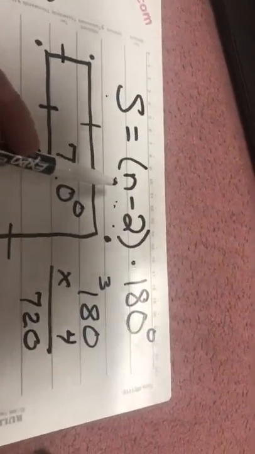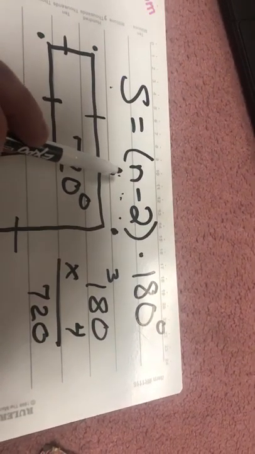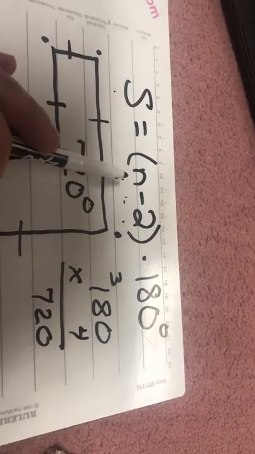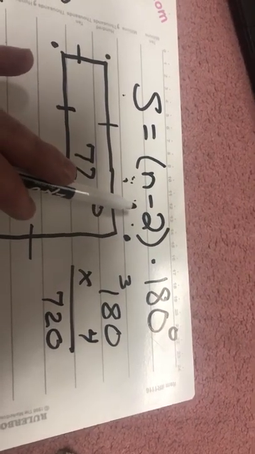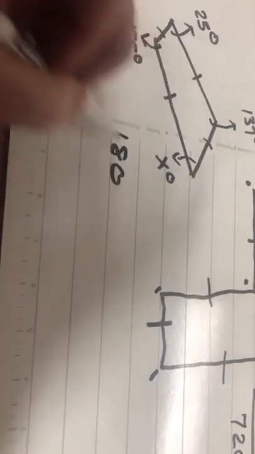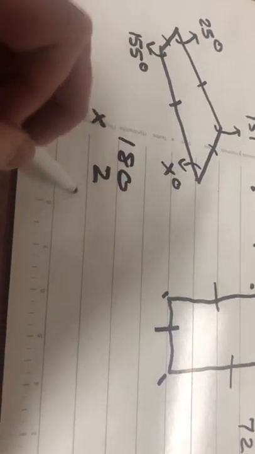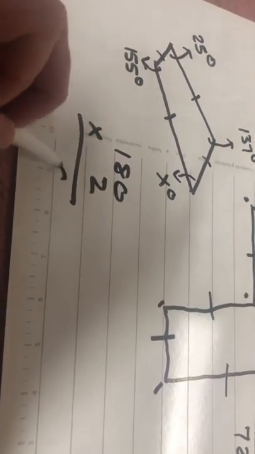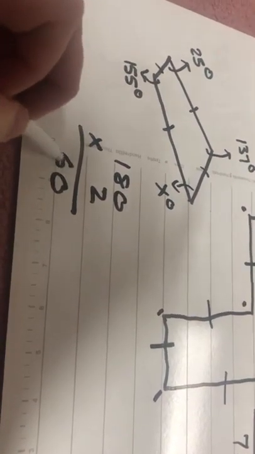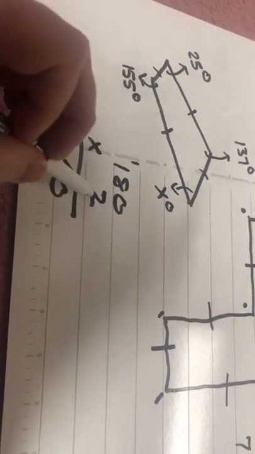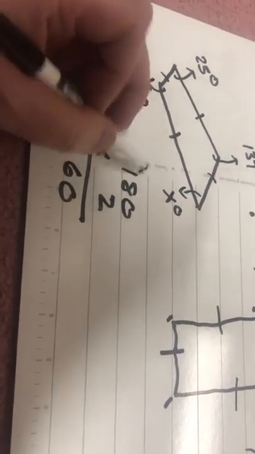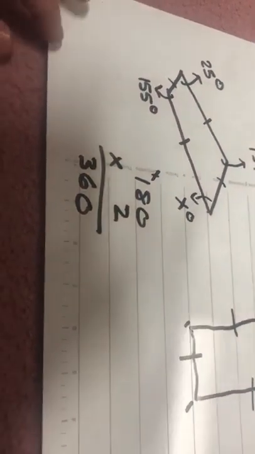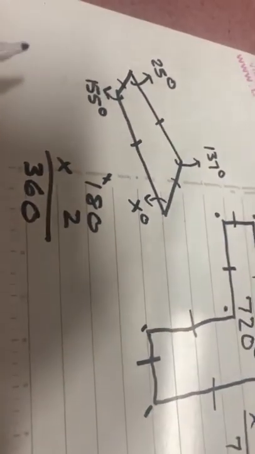So for n, I'm going to plug in 4. So I'm going to do 4 minus 2. I think 4 minus 2 is 2. So I'm going to have to come down here, and I'm going to do 180 times 2. 2 times 0 is 0. 2 times 8 is 16. Put the 6 down, carry the 1. 2 times 1 is 2, plus 1 is 3. I get 360. But my answer is not x equals 360.